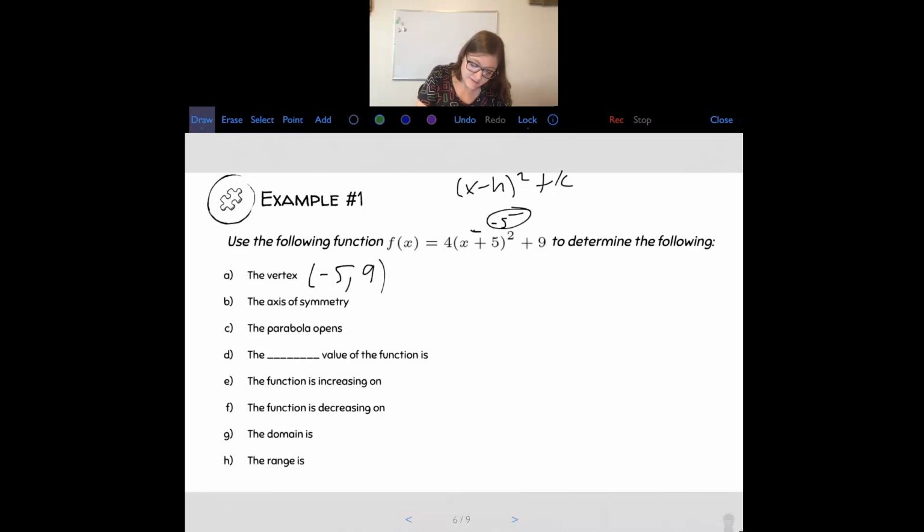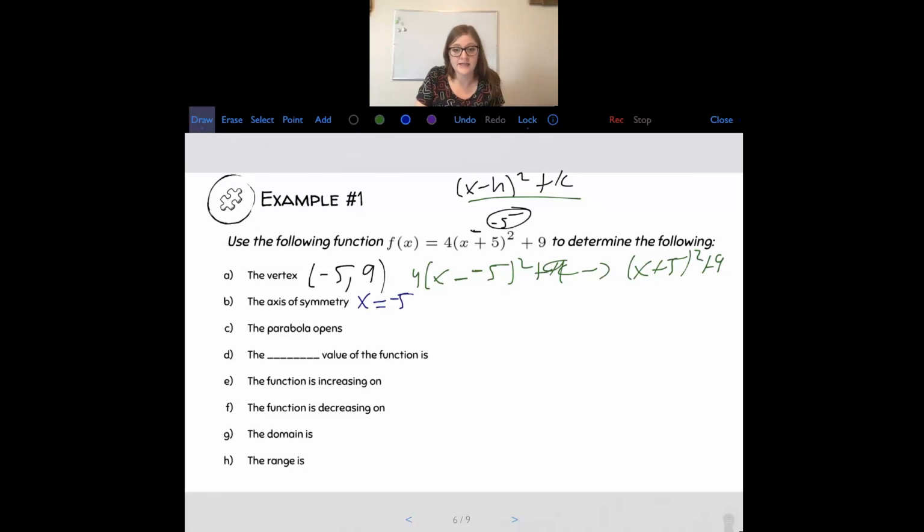And that's because if we were to substitute it back into this form, x minus negative 5 squared plus k, plus 9, it would give us (x plus 5) squared plus 9. Of course, with the 4 in front, but that's why it's a negative 5. The axis of symmetry is x equals the x-coordinate of the vertex, so that's x equals negative 5. The parabola opens upward since the 4 is positive. If a parabola opens upward, we have a minimum value, and that minimum value is the y-coordinate of the vertex.